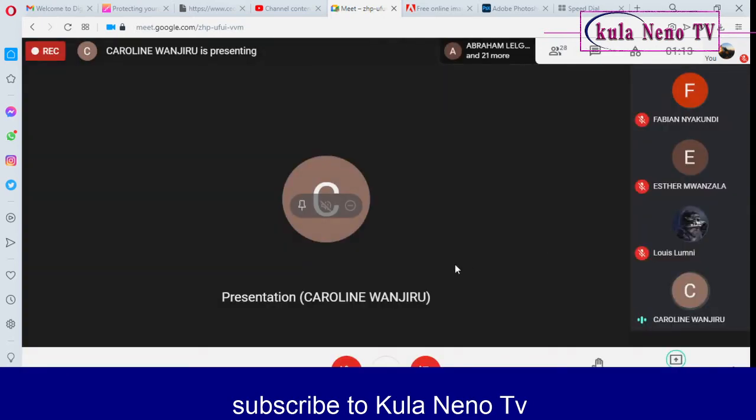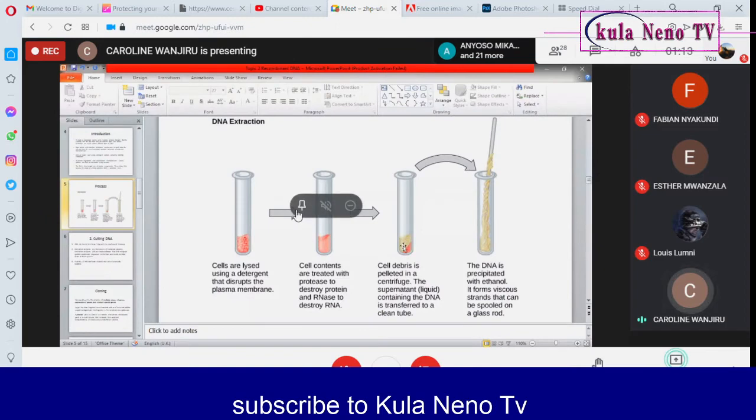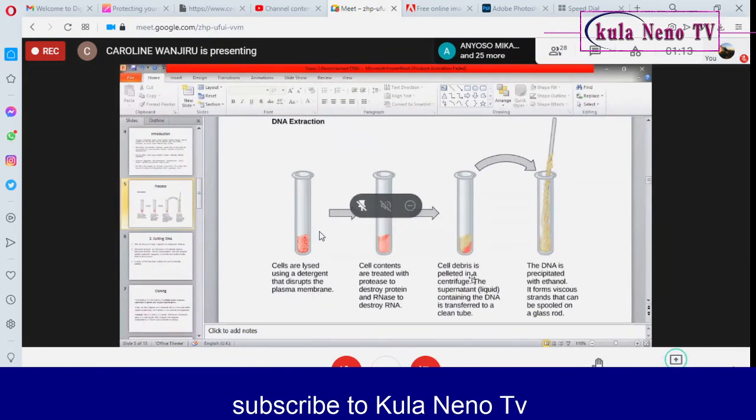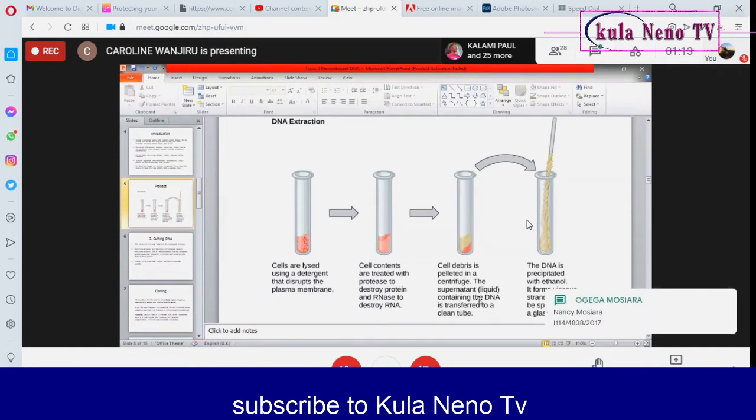The pink part, then you've got this creamish part, which is the debris. Cell debris is pelleted in a centrifuge. I hope you all know what a centrifuge is. A centrifuge is that machine that spins and separates. It tends to separate the contents, be it water, liquids, or whatever it is. The supernatant, which is the liquid containing the DNA, is transferred to a clean tube. Remember, the DNA will be contained in the liquid. Whatever other stuff, probably the solid, is cleared out.